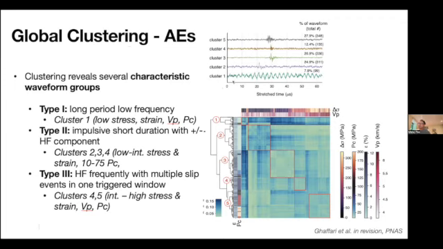So this would be cluster 1. Those are events that tend to occur at low differential stresses, low P-wave velocities, and generally at low strains and low confining pressures.